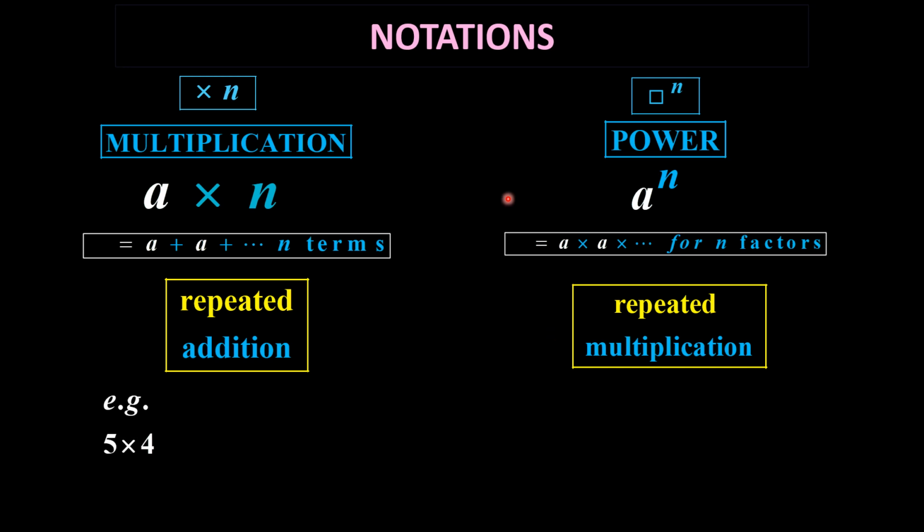For example, 5 times 4, that's a short way of saying 5 plus 5 plus 5 plus 5, right? So the 5 is added 4 times. Similarly, 5 to the 4, that's 5 times 5 times 5 times 5. So there we've got the abbreviated form of that.